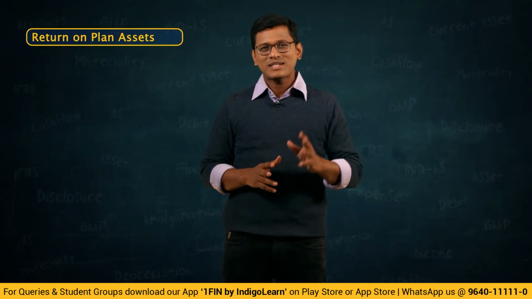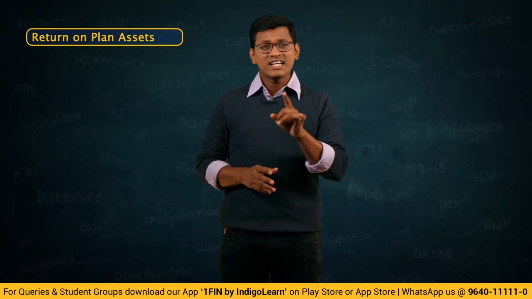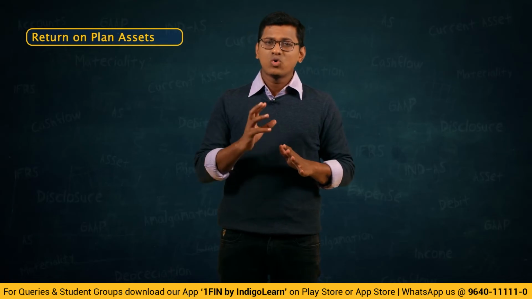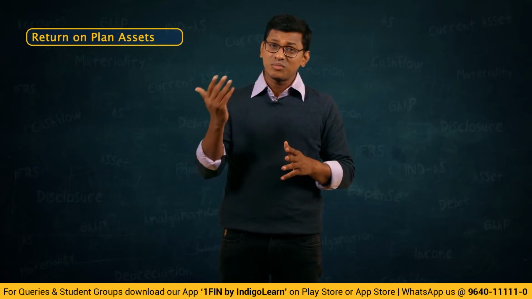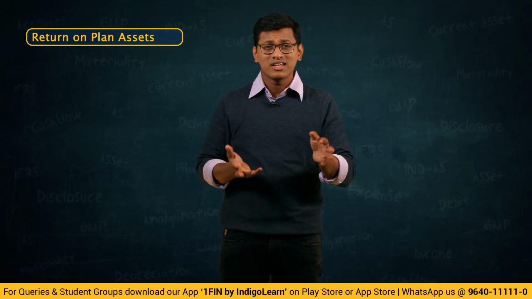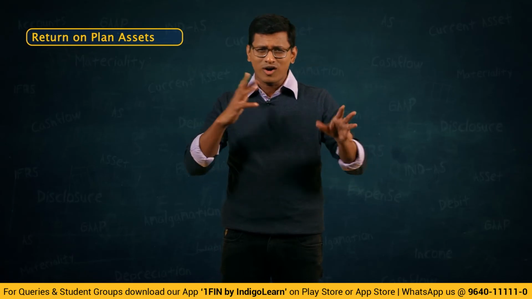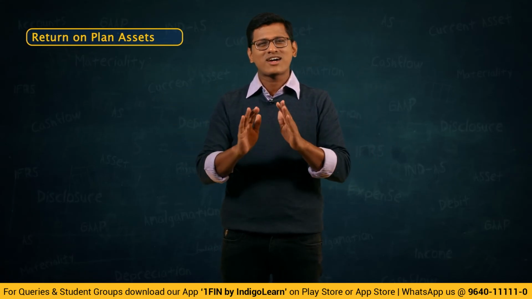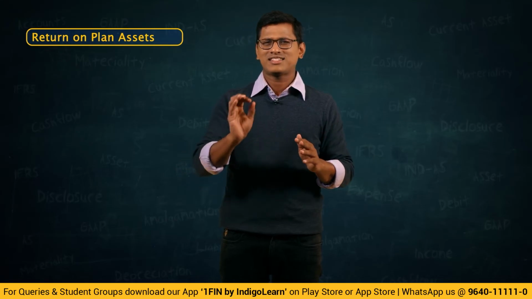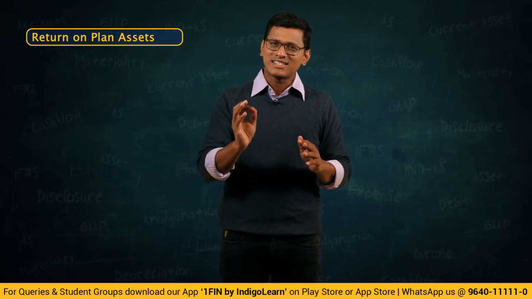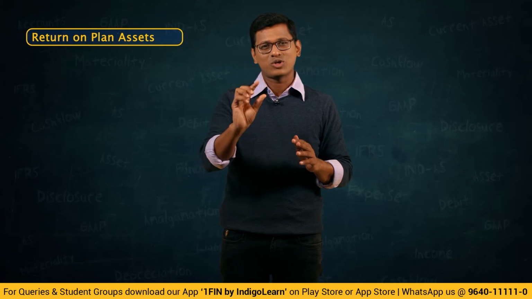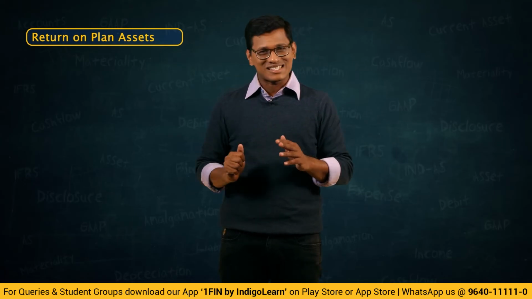Friends, the next aspect in the accounting standard is about return on plan assets. So how do we account for it? What is the estimated return? What is the actual return? What is the actuarial loss? How will all these things play around? So instead of talking theoretically about these, let us take one wonderful example and discuss all the aspects relating to return on plan assets with the help of that example.